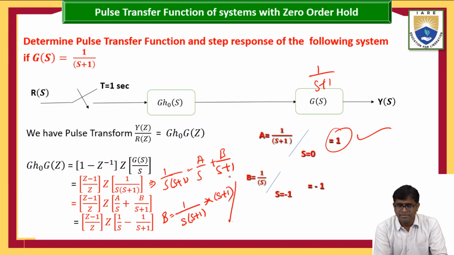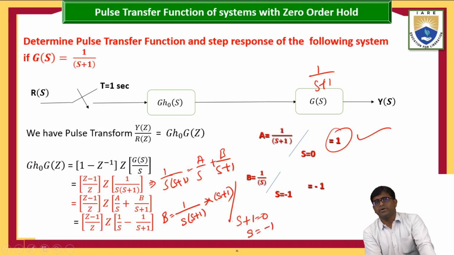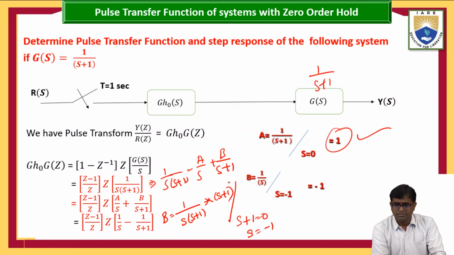Okay. And where we take this one equal to 0, that is S equal to minus 1 value. So what happened? And this one cancelled. S equal to minus 1. So what is the value of this one? Minus 1. We got the minus 1.